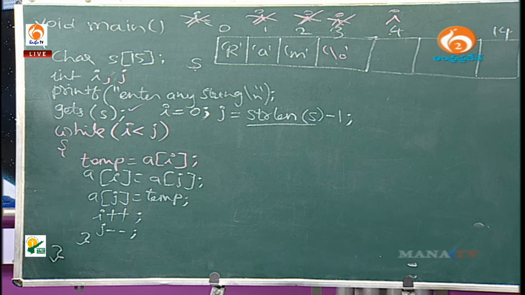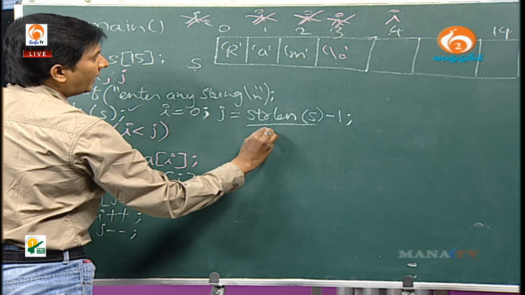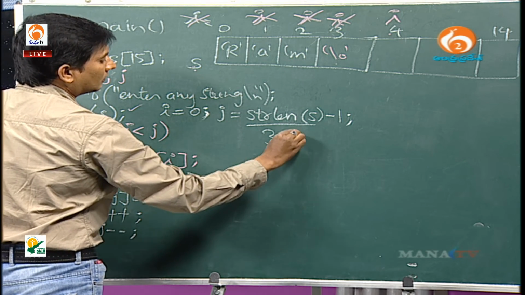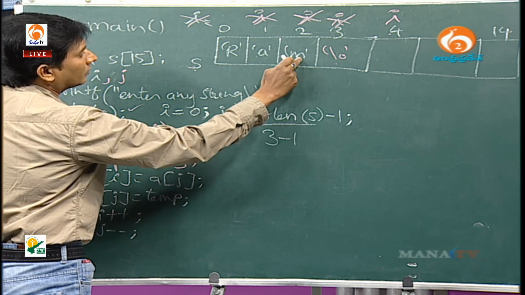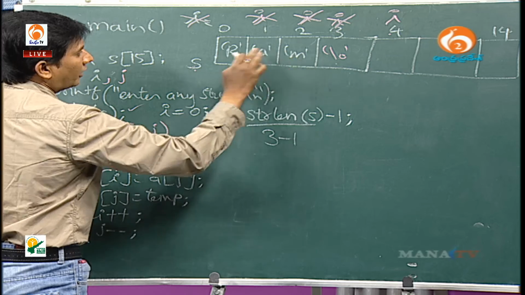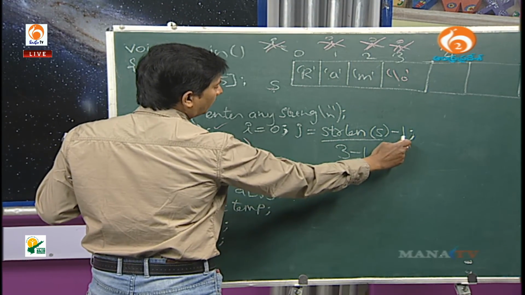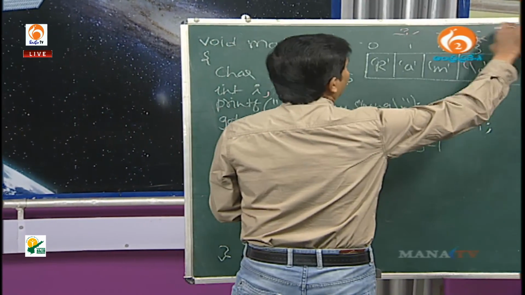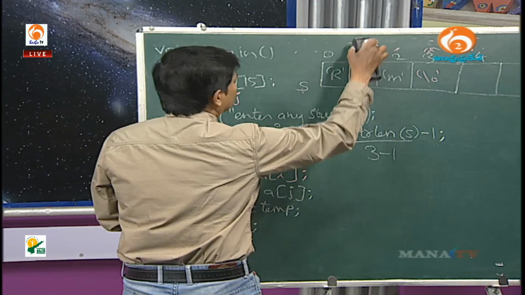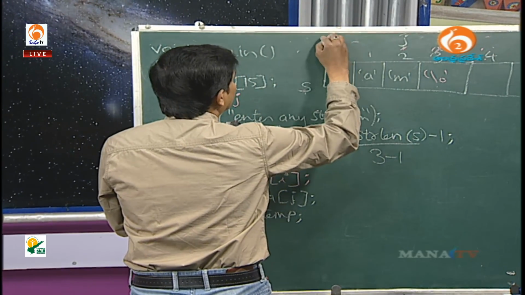Okay. Here size of the string is 1, 2, 3. Okay. 3 minus 1. Without backslash 0, here we are finding 1, 2, 3. Okay. 3 minus 1, that is 2 is stored into j. This is j, this is I.